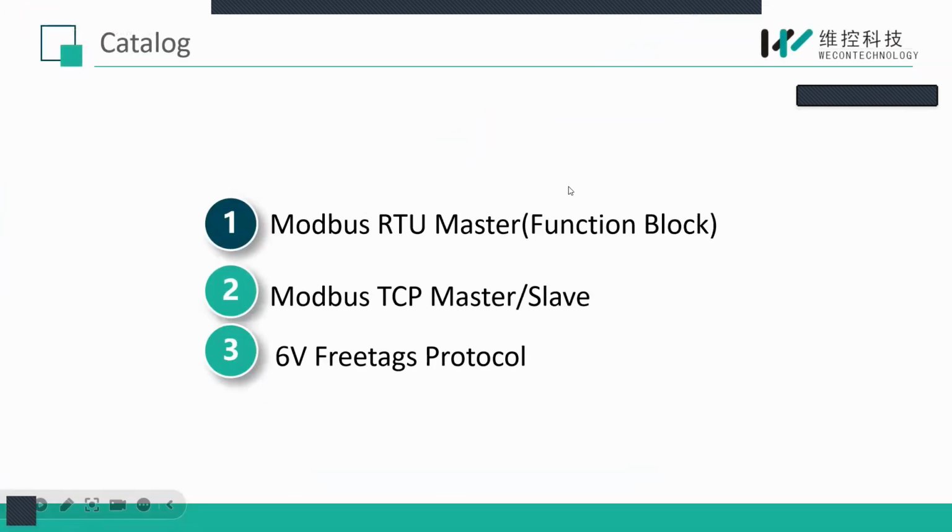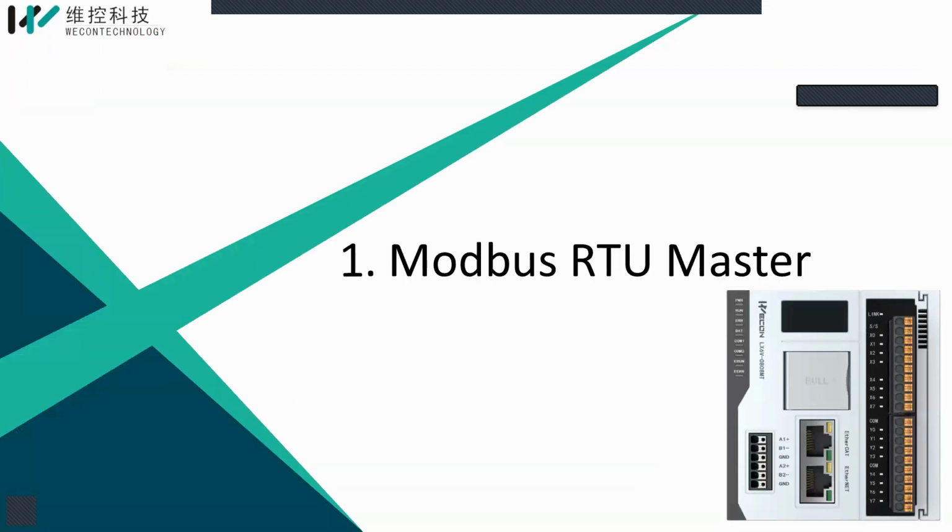So today our training has three parts. The first part is about the Modbus RTU master. We use the function block to send the message to a slave. The second part is about the Modbus TCP master and slave. And the third part is about our free text protocol. So let's begin with the first topic, our Modbus RTU master.